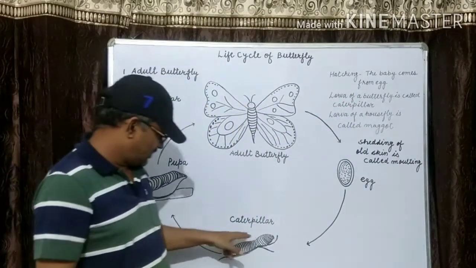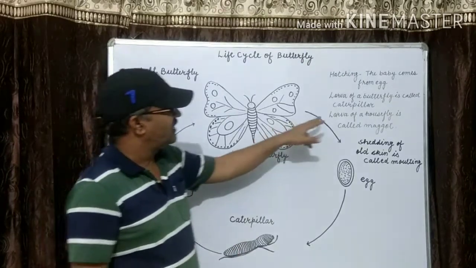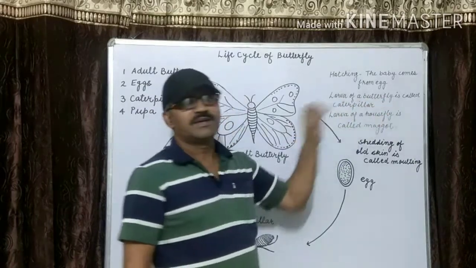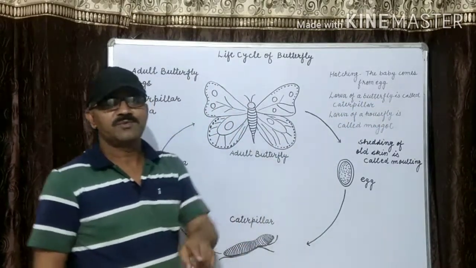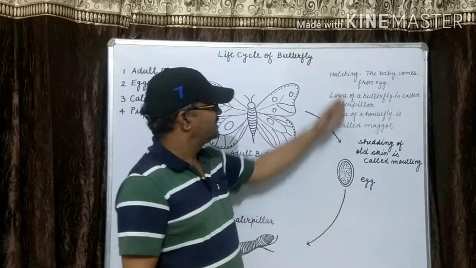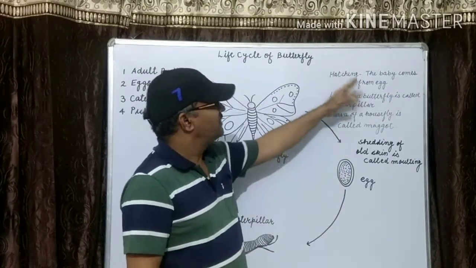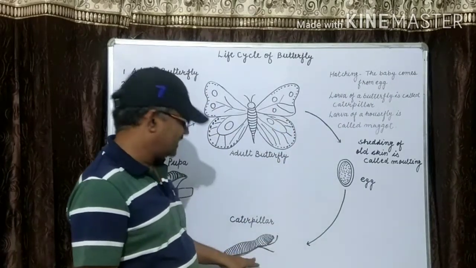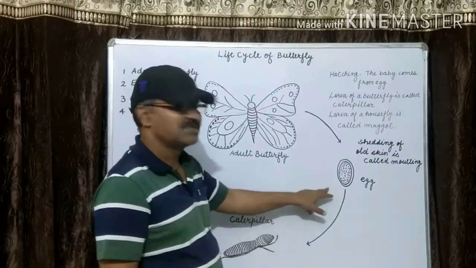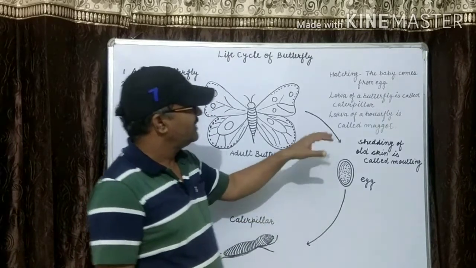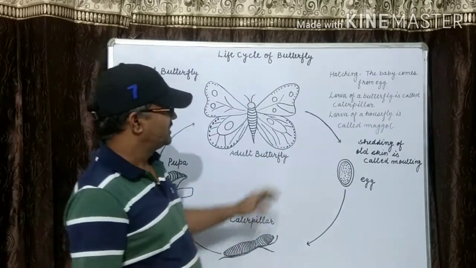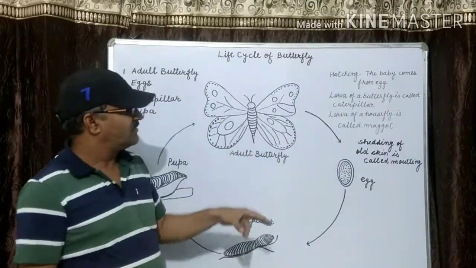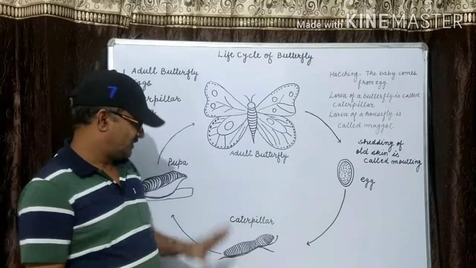Next, the larva of a butterfly is called the caterpillar and larva of a housefly is called the maggot. It is clear, three terms. Hatching, the baby comes from the eggs. This is egg and this caterpillar comes out from the eggs. This process is known as hatching. So the baby comes from the eggs is called hatching. Second, larva of a butterfly is called caterpillar and larva of a housefly is called maggot.